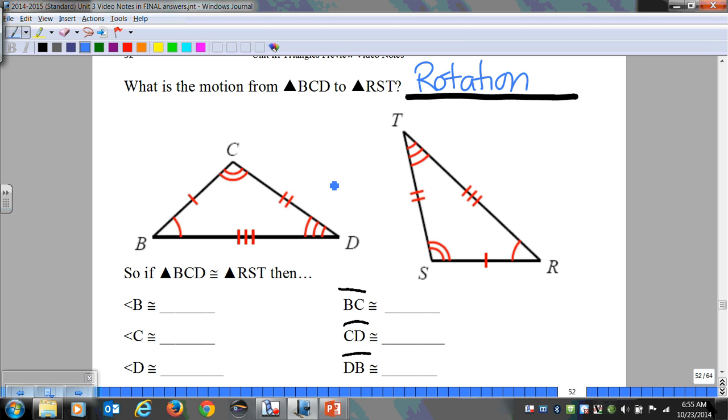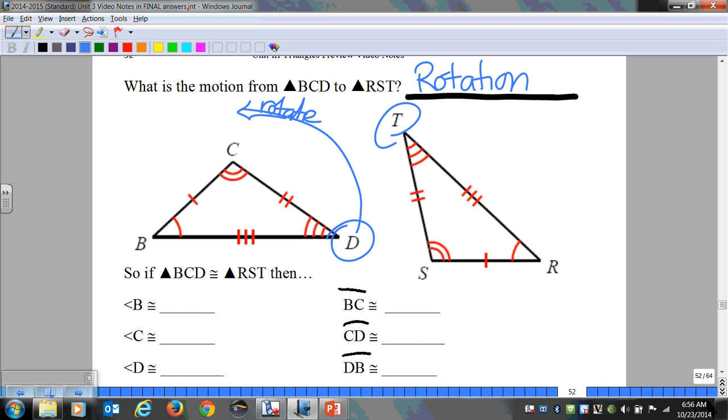But if you look carefully, angle D, the 3 sweep, corresponds to T. And to get D in the same position as T, you'd be rotating counterclockwise. If I took that and rotated it counterclockwise, I would end up with the same image. So when you move triangles, you're going to end up with congruent triangles.